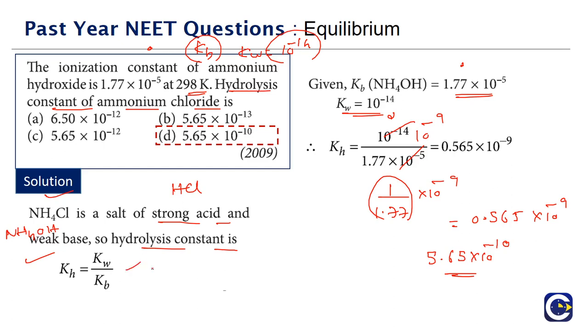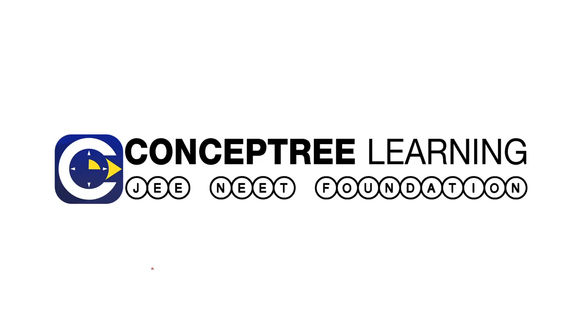So we have to remember the formula for the hydrolysis constant of a salt of a weak acid and strong base, and of a weak base and strong acid. These are the two formulae we have. So this is about this part of the video, and we'll see in the next part.